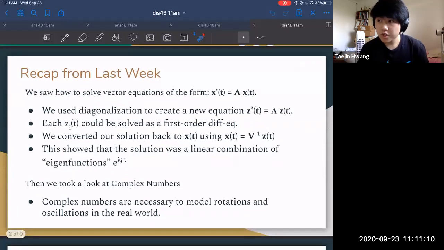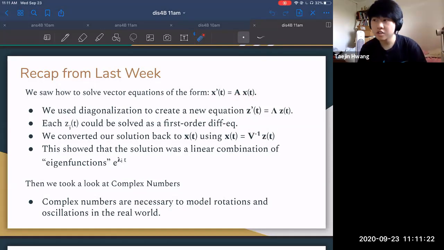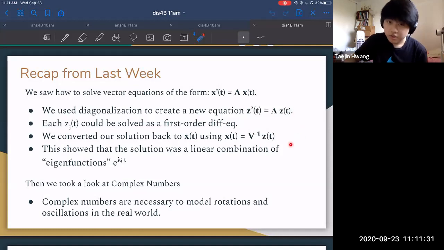Just to give a recap from last week on what we've done so far, we've taken a look at how to solve vector differential equations of the form dx/dt = Ax, where x is a vector. In order to solve these, we use diagonalization to write our final solution as a linear combination of eigenfunctions, e to the lambda_i t, where lambda_i are the eigenvalues of A.